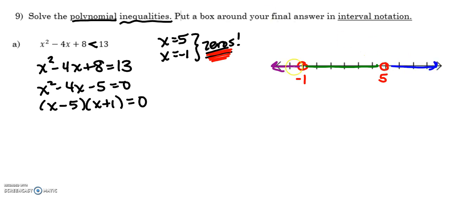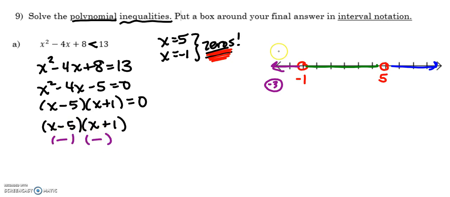So I'm going to pick a test number from my purple interval. I'm going to plug it into my factored form, x minus 5, x plus 1. If I plug in, let's say, negative 3 was my test number, notice I'm not plotting it on the number line. I'm just talking about the number negative 3. Negative 3 minus 5 is negative 8. Negative 3 plus 1 is negative 2. So a negative times a negative makes a positive.